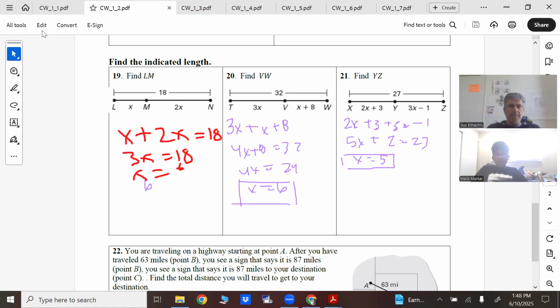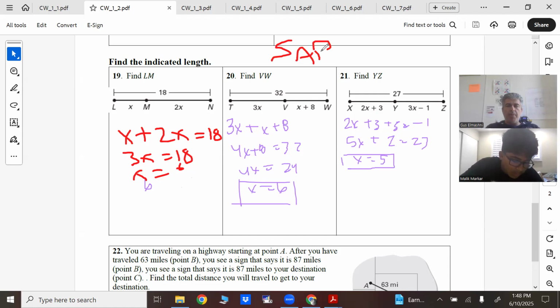Good. Excellent. And we call that the segment addition postulate, SAP for short, which means you're adding two segments and it equals a whole segment, like LM plus MN, of course equals LN.